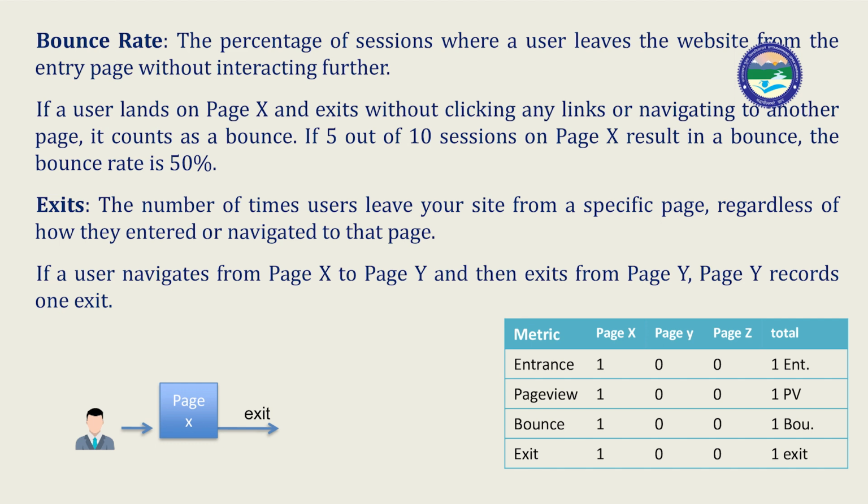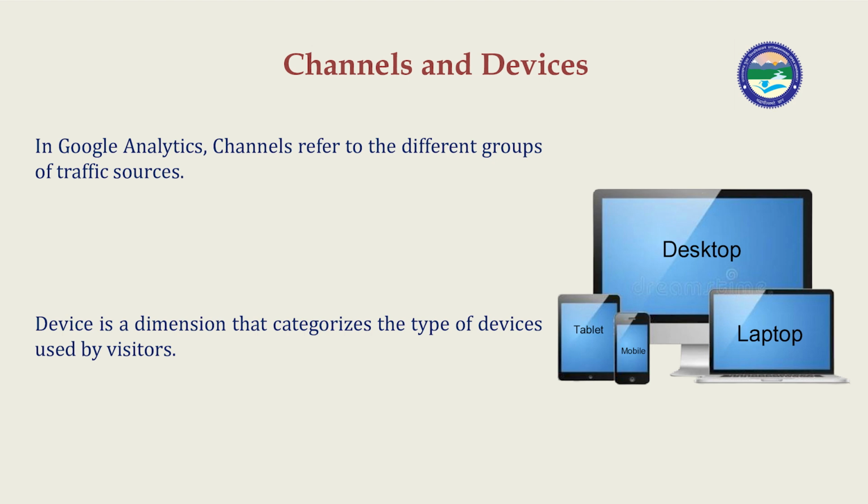The next one is bounce. Bounce tracks single page visits where the user exits without additional engagement, suggesting possible content or design problems. The next one is exit. Exit is the number of times users leave your website from a specific page regardless of how they entered or navigated to that page. The next one is channels and devices used in web analytics.